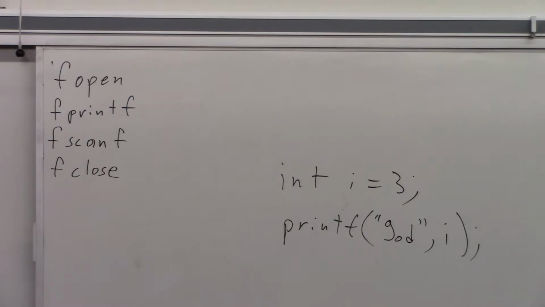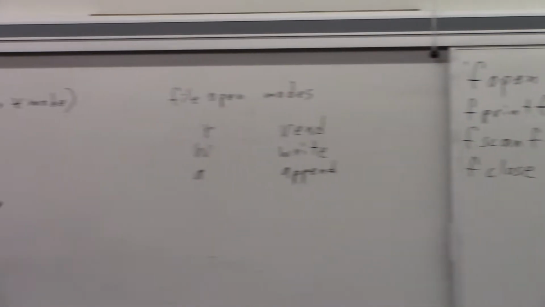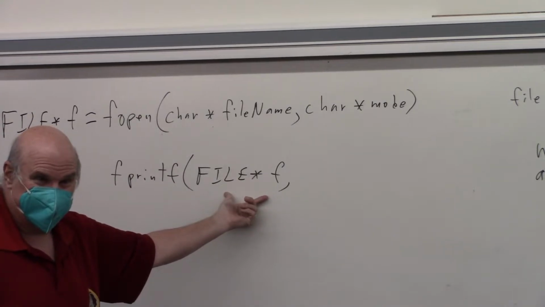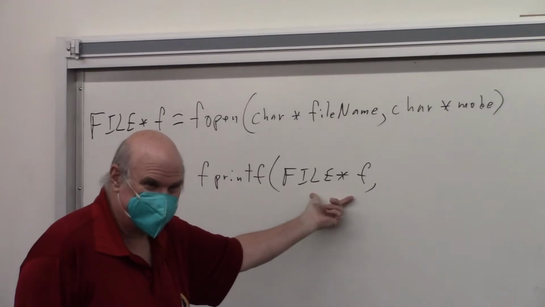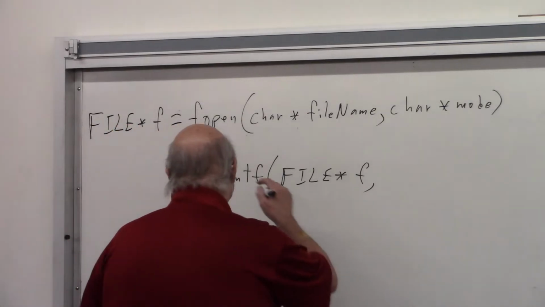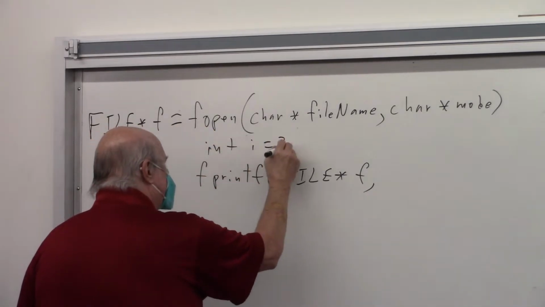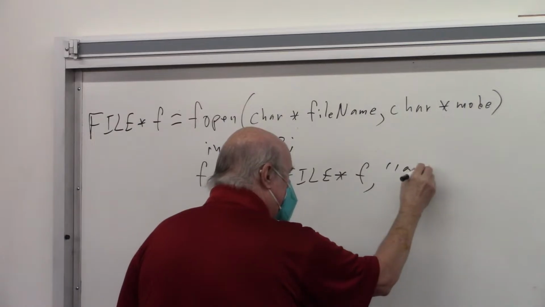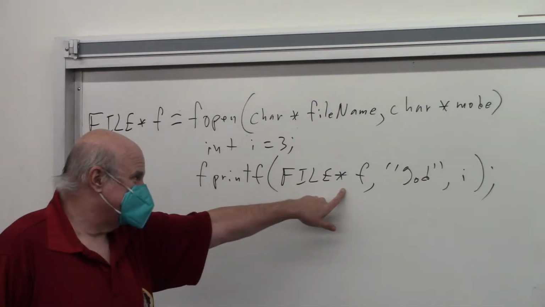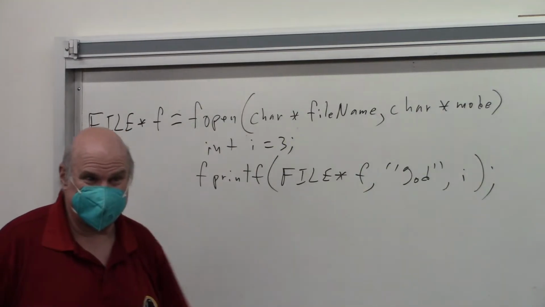Fprintf is exactly like printf, except it has one additional parameter at the beginning, which is the file pointer to where you're going to do the output. Okay, so if I had an int I up here, I would just do the same thing. And whatever file I opened, it would do exactly the same thing as printf.